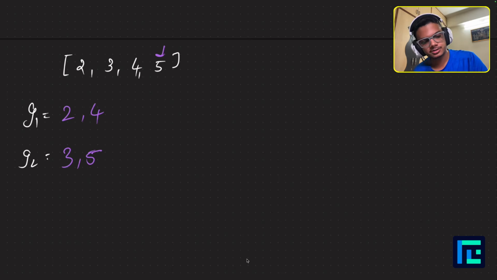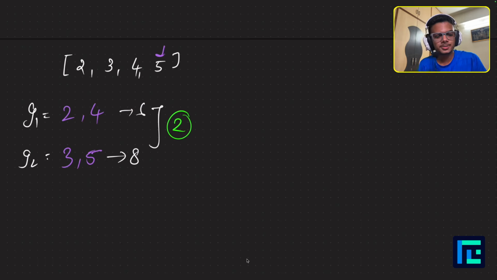So what do we have here? The total sum here is 6 and the total sum here is 8. So the group difference is 2, right? But is this the optimal answer? Is the minimum possible difference 2? Actually not. This is not an optimal answer.